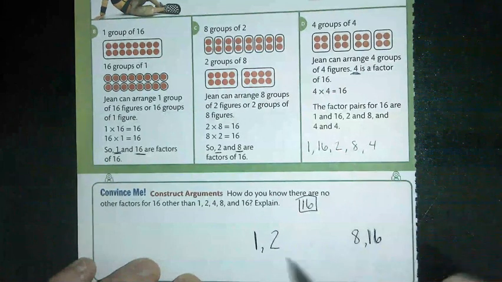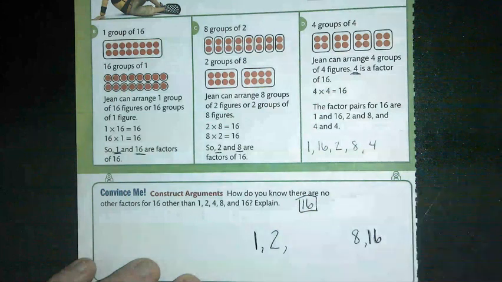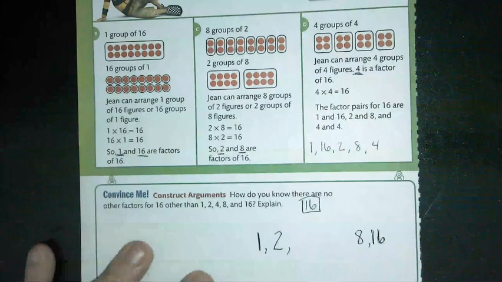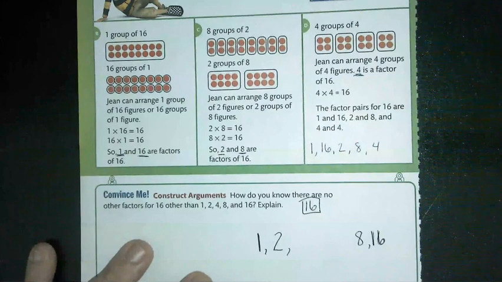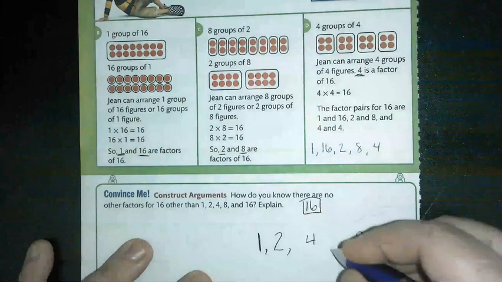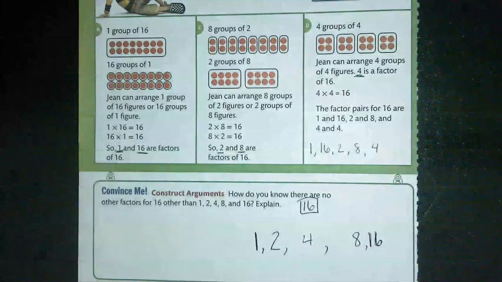Then I'll say, what about 3? Can I multiply 3 by anything that will get me to 16? Well, 3, 6, 9, 12, 15, 18. No, there's no 3s. So then I say, what about 4s? Can I multiply 4s by anything? Well, 4 times 4, so 4 can also go in here. Now, here's why this is a really good method to go through this.